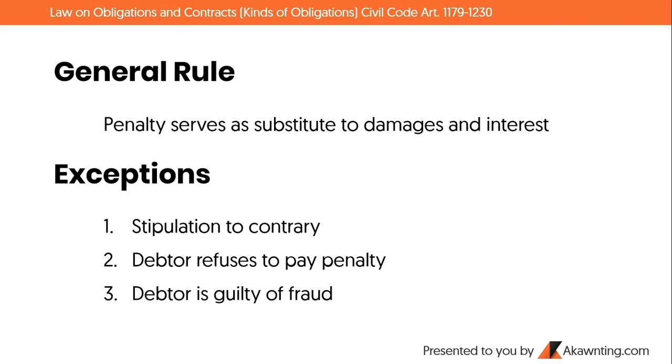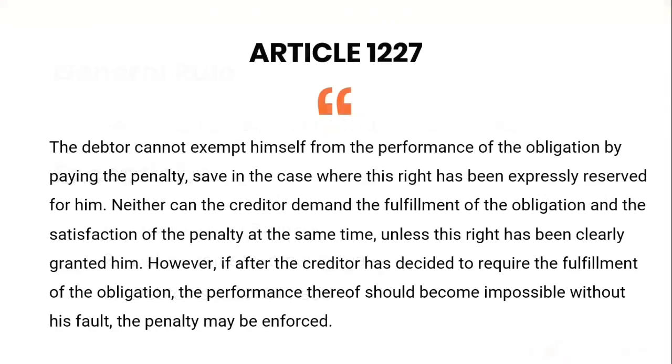So, ano yung mga exemptions? Number 1, when there is a stipulation to the contrary, ibig sabihin, yung kontrata, sabi niya, in addition to penalty, kailangan pa rin magbayad ng damages and interest. Number 2, the debtor refuses to pay the penalty. And number 3, the debtor is guilty of fraud. So, yan yung mga exemptions.